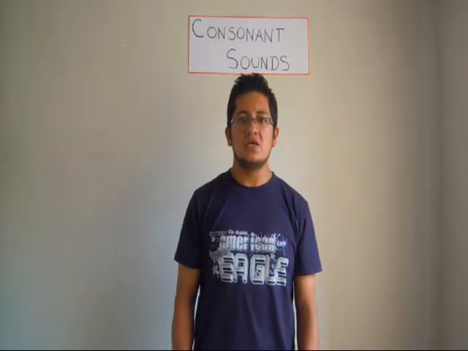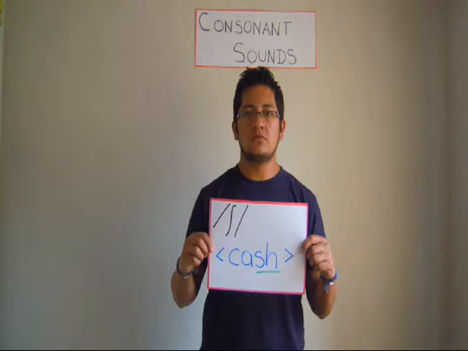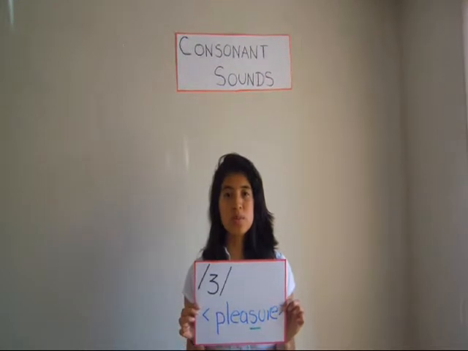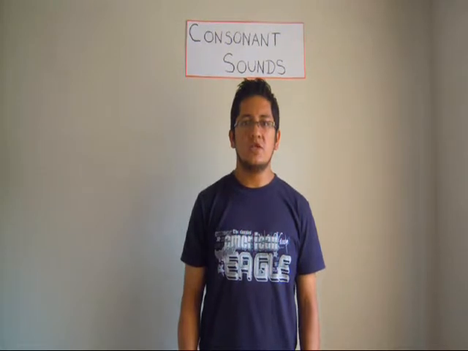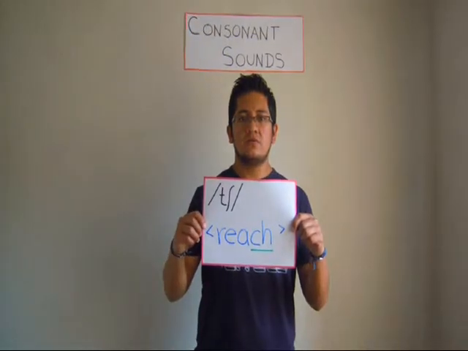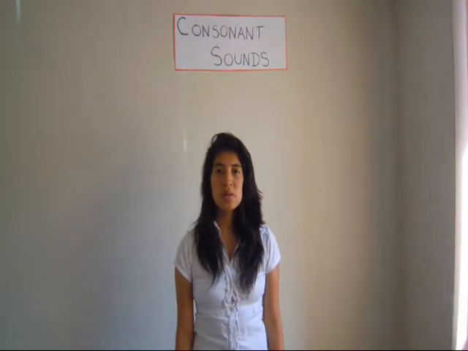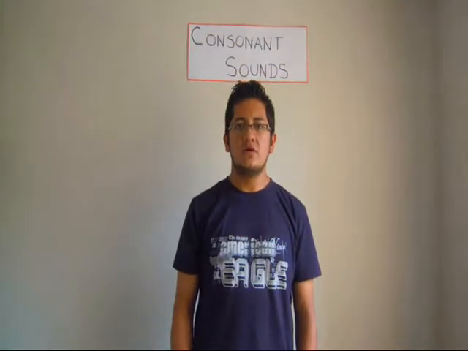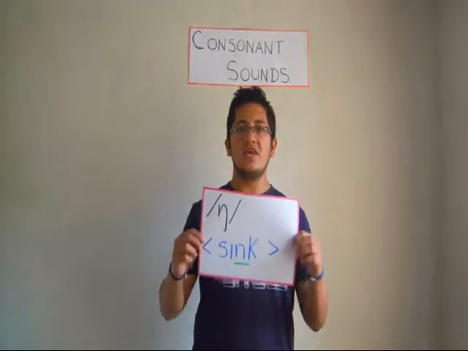The next one is sh. For example, cash. The next sound is z. For example, pleasure. The next sound is ch. For example, rich. The next sound is j. For example, jail. And finally, we have the sound m. For example, sing.